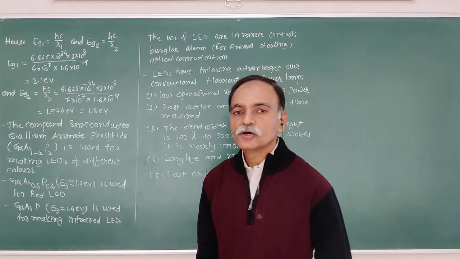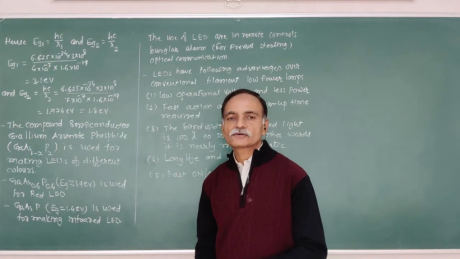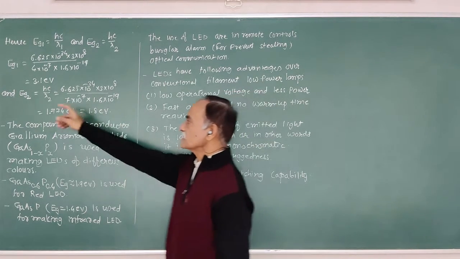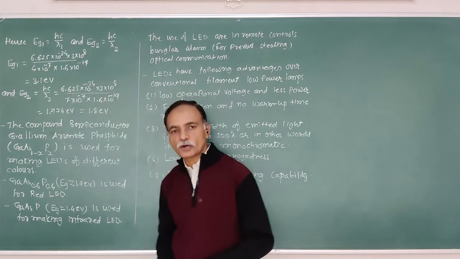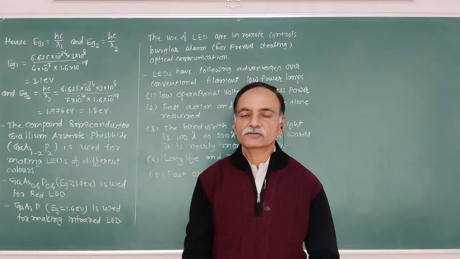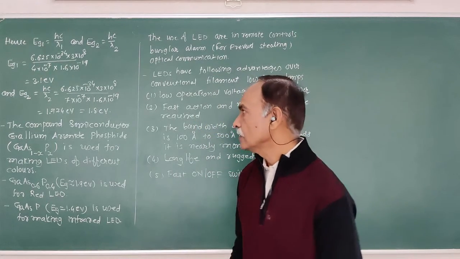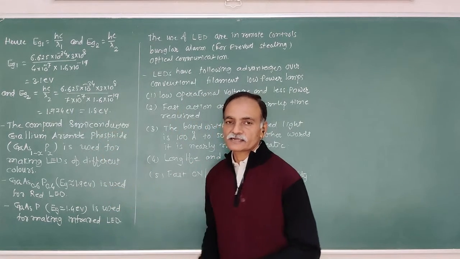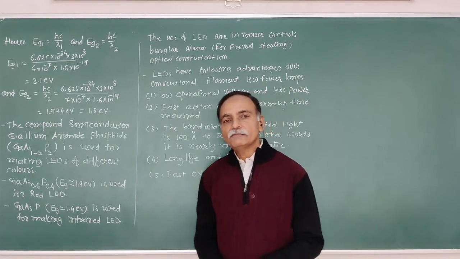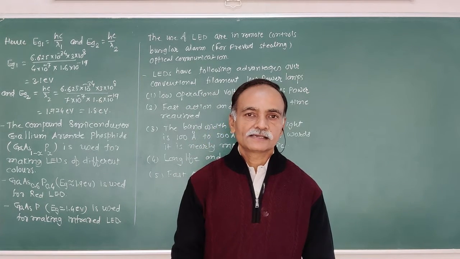Therefore, for a visible light emitting diode, the energy gap must lie between 1.8 electron volt and 3.1 electron volt, corresponding to the wavelength of visible light, 0.4 micrometer to 0.7 micrometer. The compound semiconductor. Now, the LEDs are prepared or fabricated from which material?